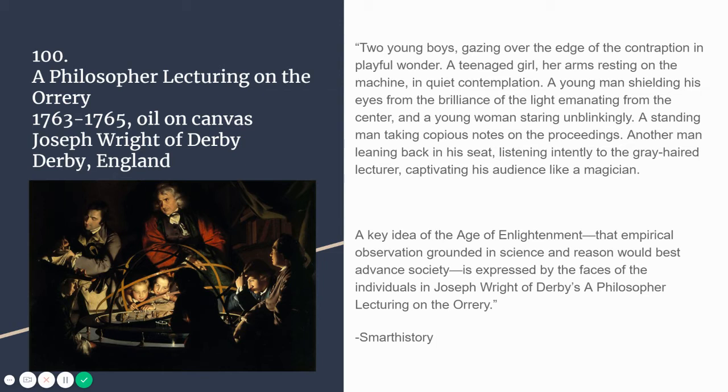A young man shielding his eyes from the brilliance of the light emanating from the center, and a young woman staring unblinkingly. A standing man taking copious notes on the proceedings, and another man leaning back in his seat, listening intently to the gray-haired lecturer, captivating his audience like a magician. A key idea of the Age of Enlightenment, that empirical observation, grounded in science and reason, would best advance society, is expressed by the faces of the individuals in Joseph Wright of Derby's A Philosopher Lecturing on the Orrery."